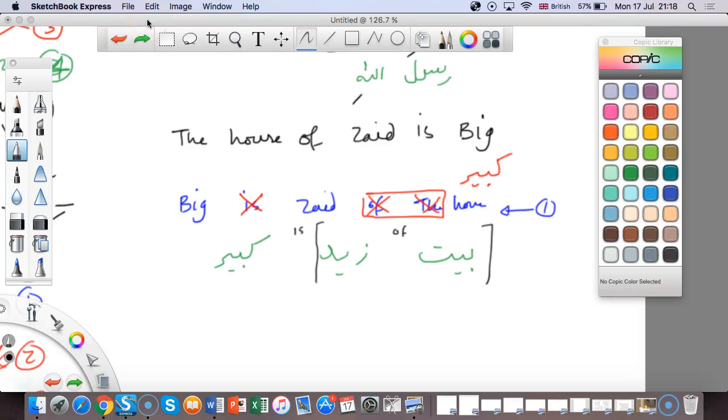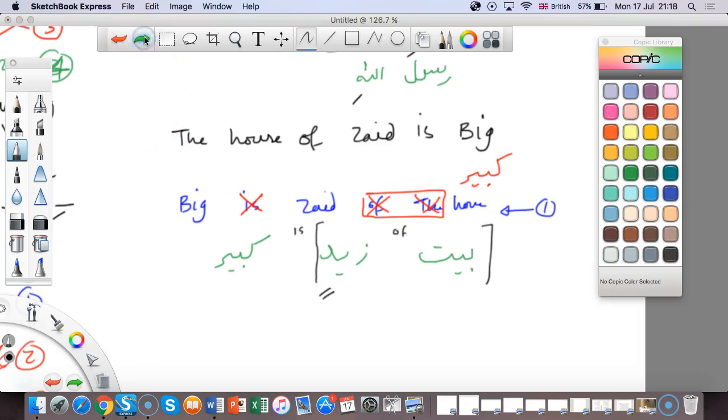Kabir. The second word of the of rule is what? Zayd, isn't it? Yes. What's the first word of the of rule? Bayt. What's the first word of the is rule? Bayt. So the word bayt is two things: the first word of the of rule and the first word of the is rule. So it's going to have the rules of the of rule applying to it and the rules of the is rule applying to it.